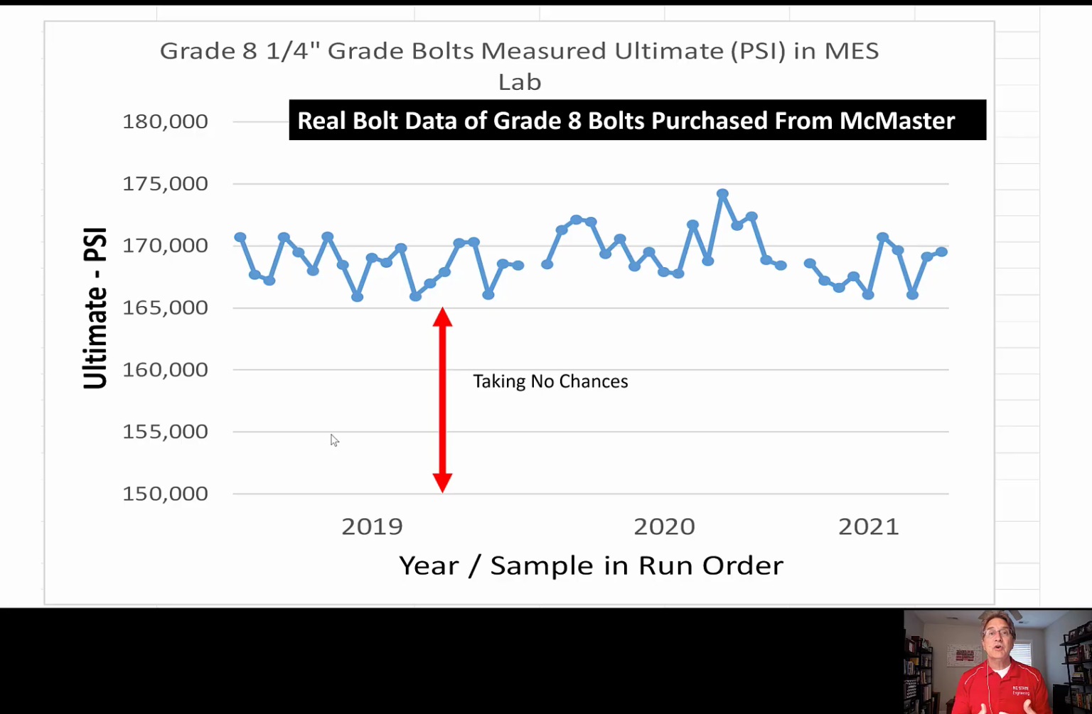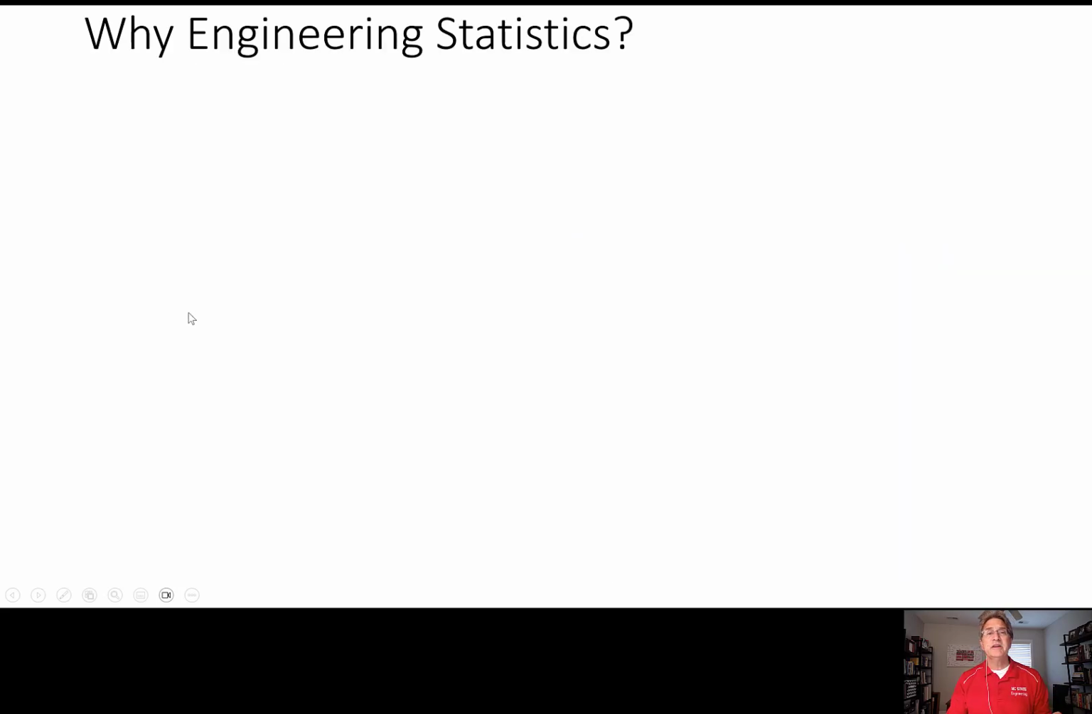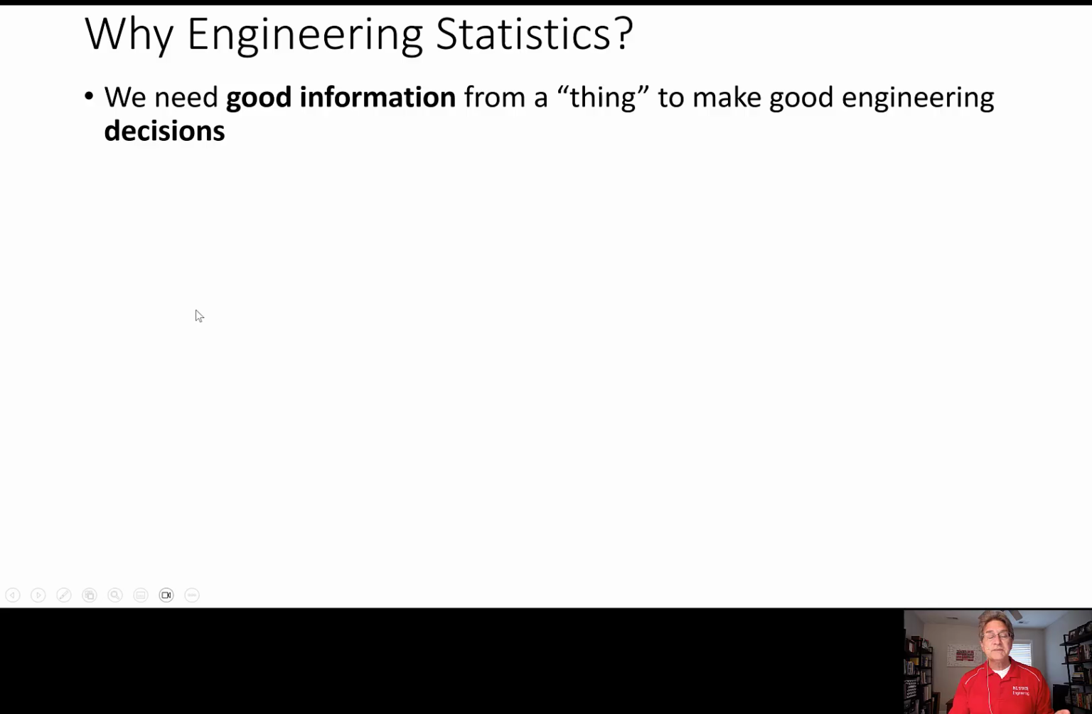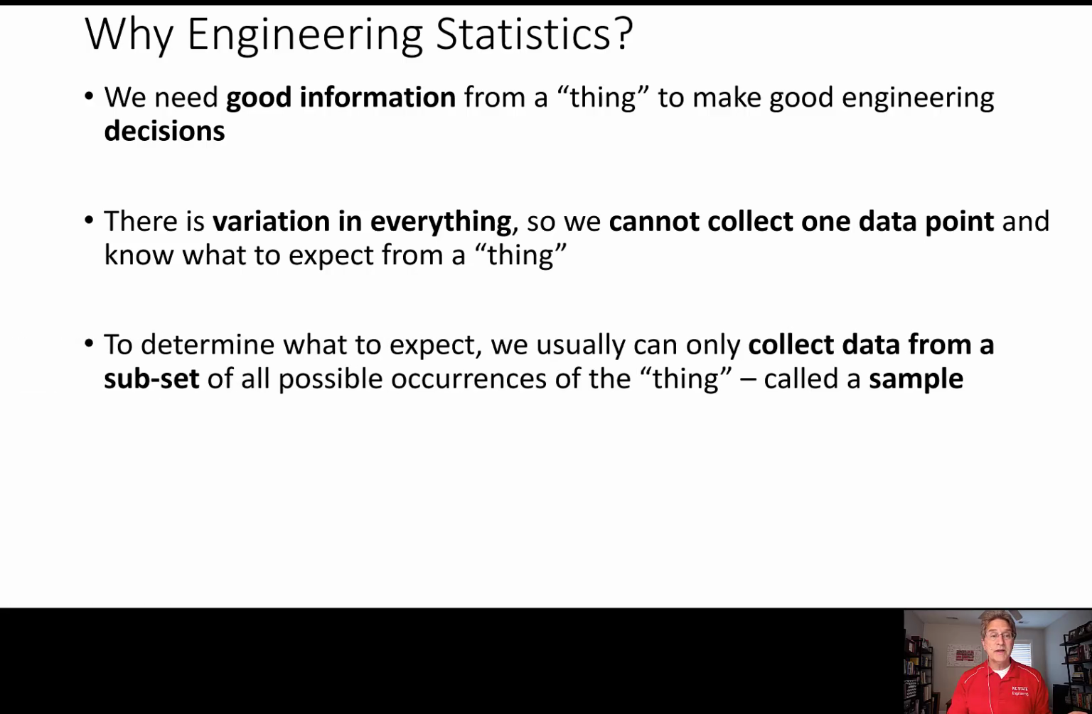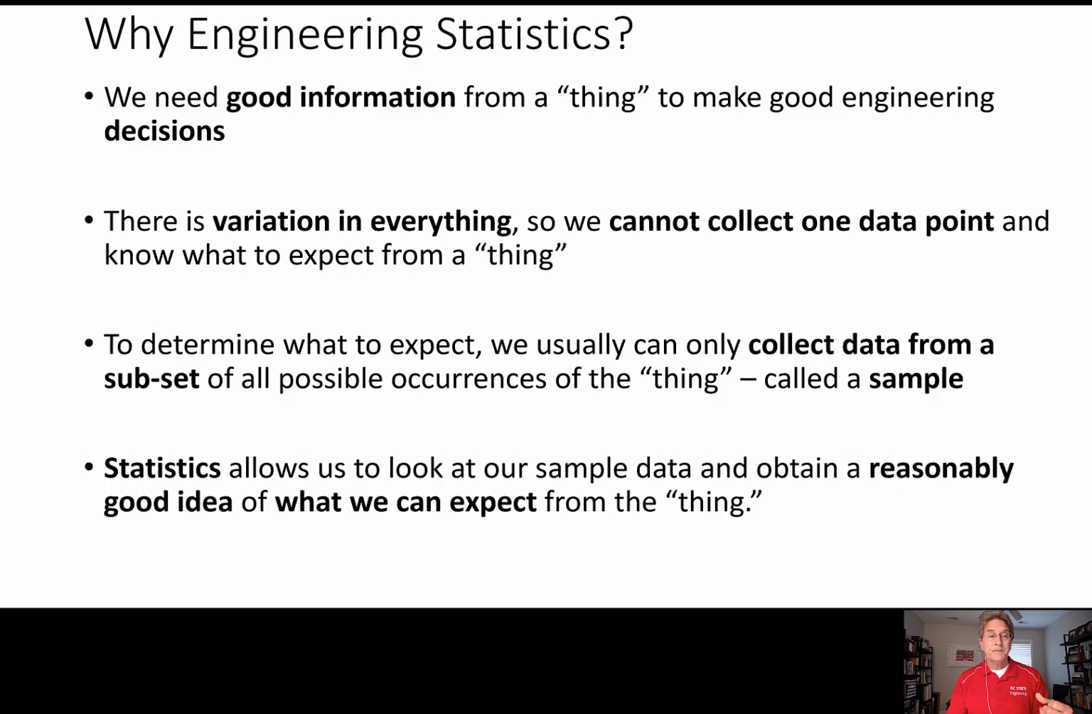So you see, these kinds of things are used all of the time when we are gathering data to make decisions in engineering. And you've got the foundation to be able to do that now. You see how to calculate the probabilities. So, why engineering statistics? Because we need good information to make a decision. There's variation in everything, so we have to take more than one. We're going to take a subset, a sample from the population.